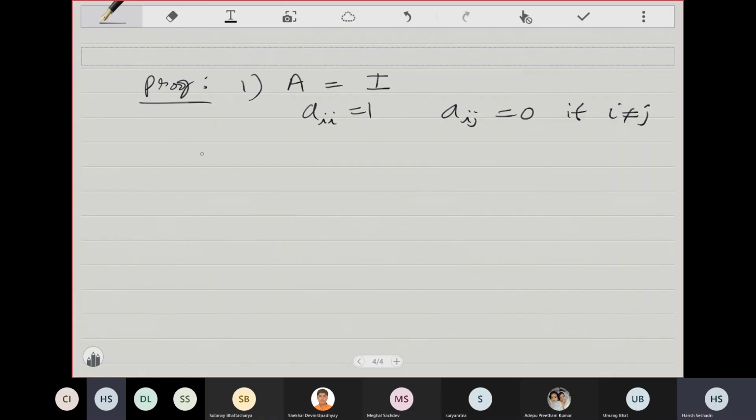Well, in the expansion of the determinant, there's only one term which will survive. Namely, every term looks like sign of (j1, ..., jn) times A_1j1 ... A_njn.